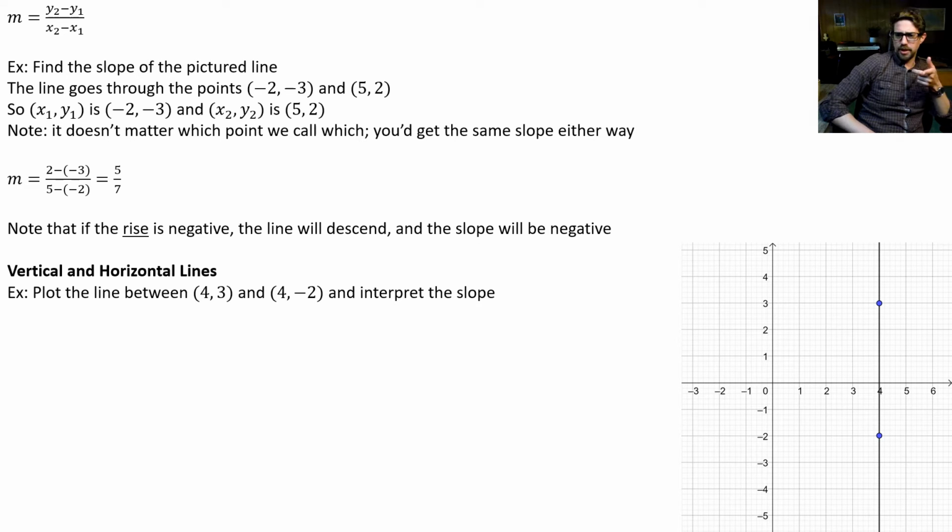Well, the line between them is vertical, and think about why. They have the same x coordinate, right? So they're lined up vertically. So let's try and interpret the slope for that. So it's going to be -2 minus 3 over 4 minus 4. And right away, your brain should be going, oh, nope, can't do it.